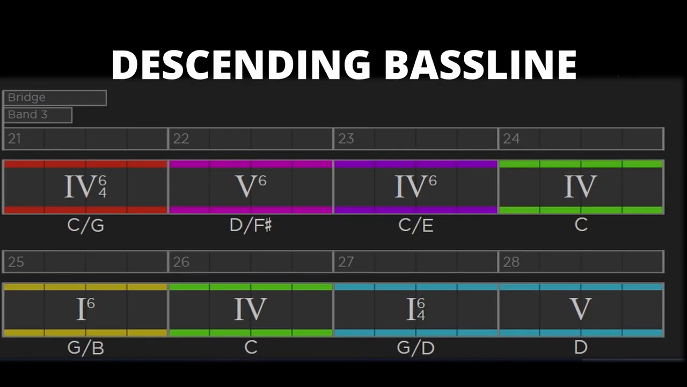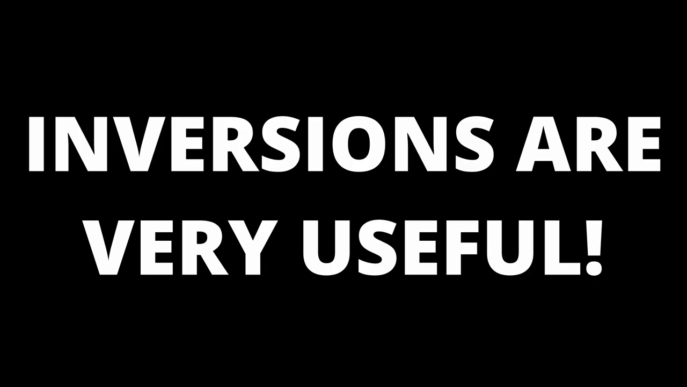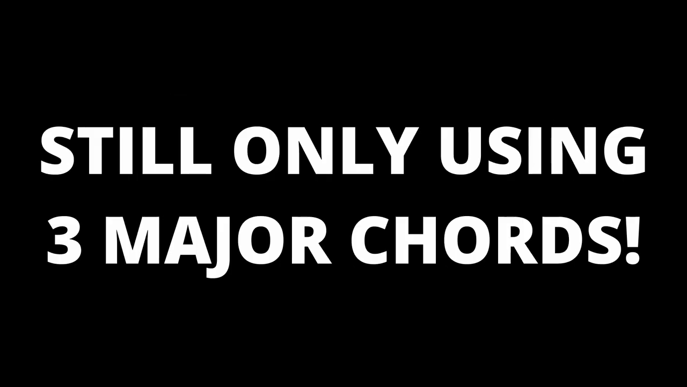In the bridge, we create a descending bass line using inversions on the 4 and 5 chords. At the end of the bridge, we use the second inversion 1 chord to delay the 5 chord. I hope you can see from the song example how useful inversions can be for breaking up a song, creating new interest and movement, and withholding certain chords for key moments in the song. It's easy to forget that we are still only using 3 major chords.